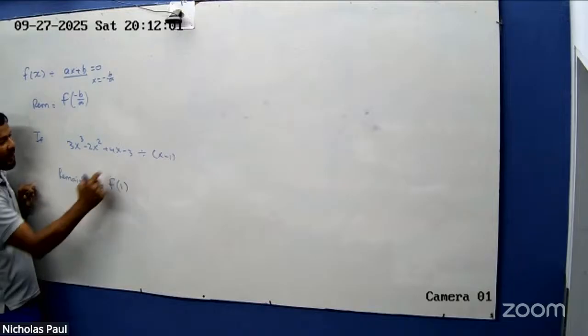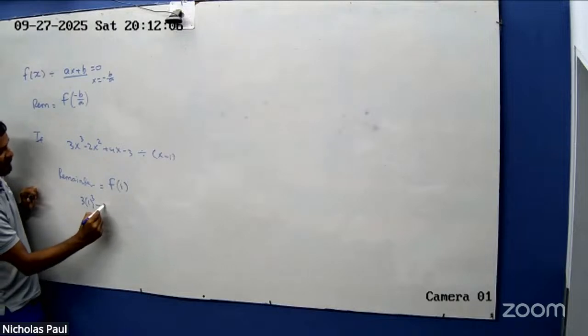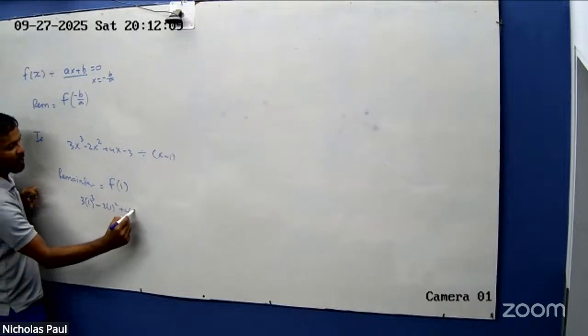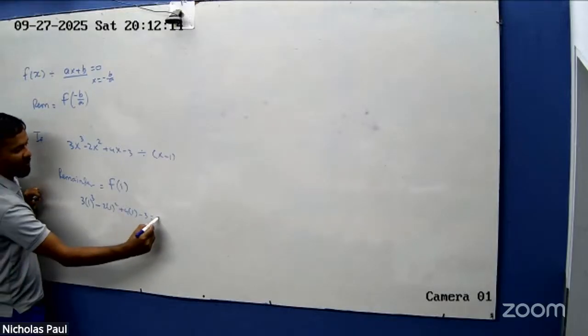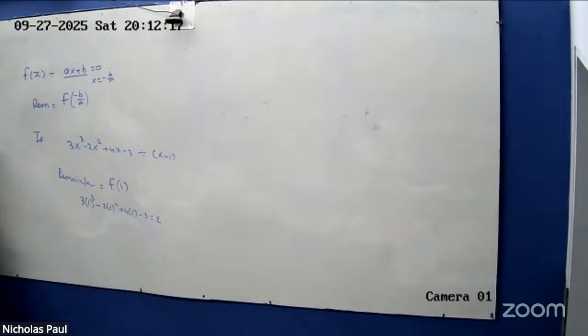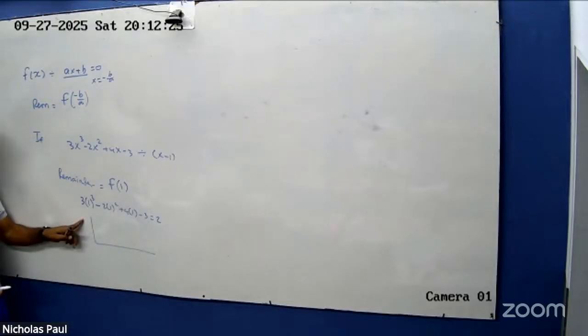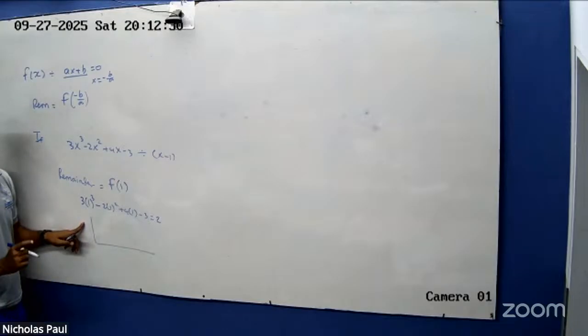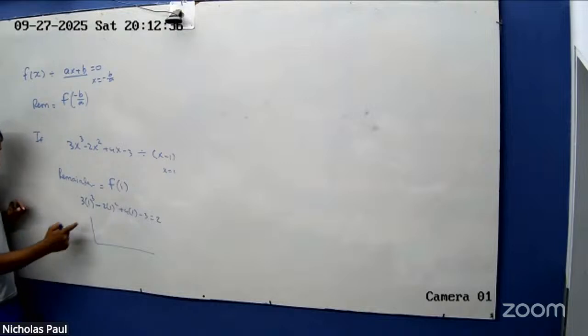So if I put 1 in here, I'll get 3 by 1 cubed minus 2 by 1 squared plus 4 by 1 minus 3. If I work this out, I'll get the remainder as 2. That's okay? That's the theorem that we used last week. And in fact, let me just revise synthetic. What value goes out here? Make this equal to 0, and you'll get x is what? 1. So the value that goes out here is 1.